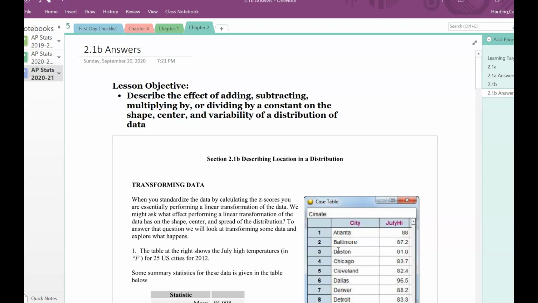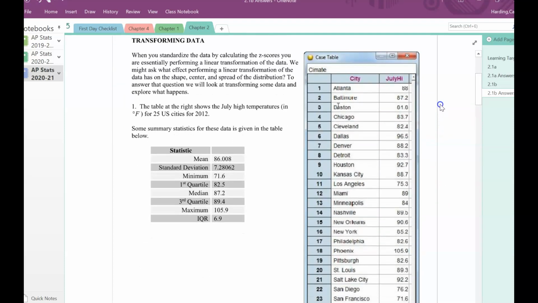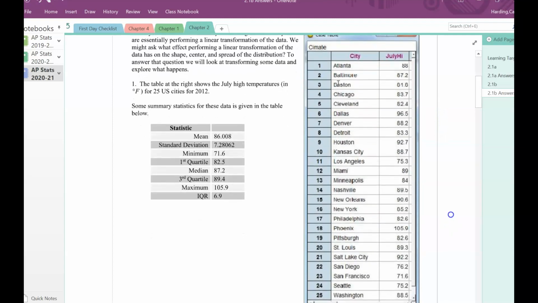If you go to your activity, you can see on the right side there is a list of the average temperatures for July in 25 different cities. If you would like to enter these in your calculator, please pause and enter them in. We will be doing a little bit of work in the calculator with these, so it might be helpful for you to work along. Okay, what you can see on the side is the summary statistics, which is the same thing that you would have gotten if you had entered it in your calculator and done a one variable stats.